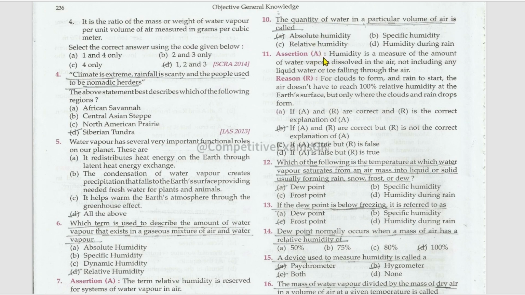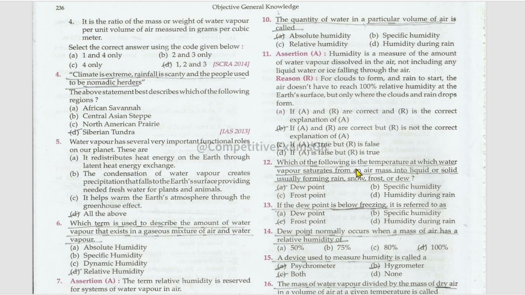Next, assertion and reason. Humidity is a measure of the amount of water vapor dissolved in the air, not including any liquid water or ice falling through the air. This is true. For clouds to form and rain to start, the air doesn't have to reach 100% relative humidity at the Earth's surface, but only where the clouds and raindrops form. This is also a correct statement, but this is not the correct explanation for the assertion.